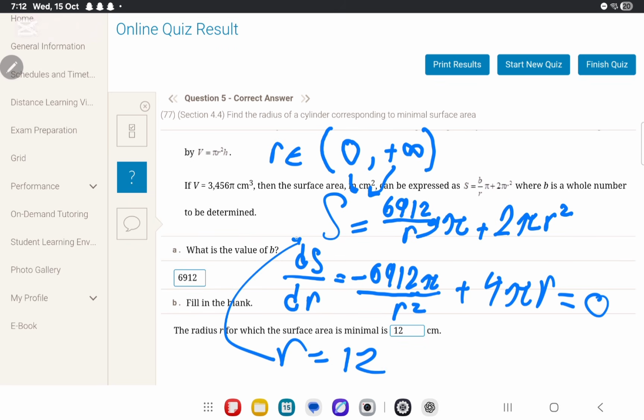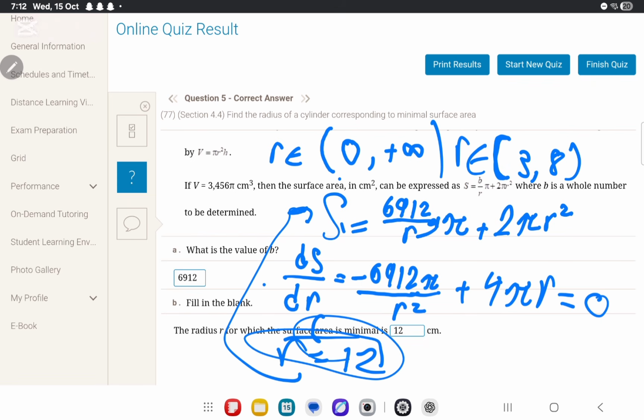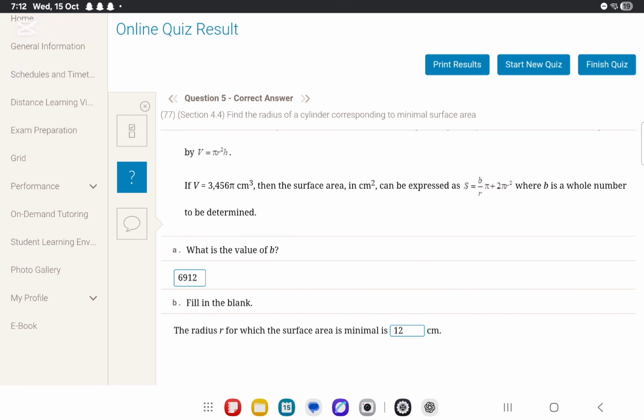Now, if they want the surface area and you have endpoints, for example, if r belongs to 3 comma 8, you're going to substitute 3 here and 8 here and 12 into the surface area, and see which one gives you the smallest surface area, because they want the minimum. But here we don't have any endpoints. It's 0 and infinity, so it doesn't matter. We're not going to substitute anything. We're just going to leave this, since this is our only stationary point. This is our only maximum or minimum value. So this is our answer. Okay, moving on.